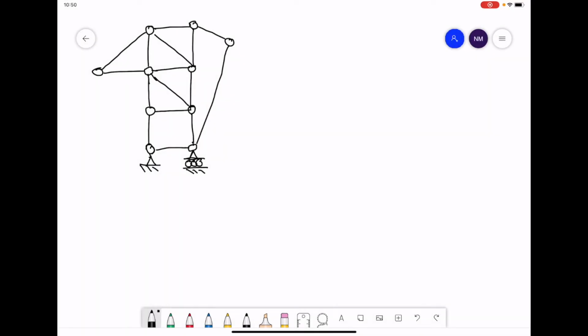In this example, we're going to count out the number of members, the number of reaction forces, and the number of joints. For the number of members, 1, 2, 3, 4, 5, 6, 7, 8, 9, 10, 11, 12, 13, 14, 15, 16. The number of reaction forces, fixed support gets replaced by 2. And a roller support gets replaced by 1. So we have a total of 1, 2, 3 reaction forces. Number of joints, 1, 2, 3, 4, 5, 6, 7, 8, 9, 10.